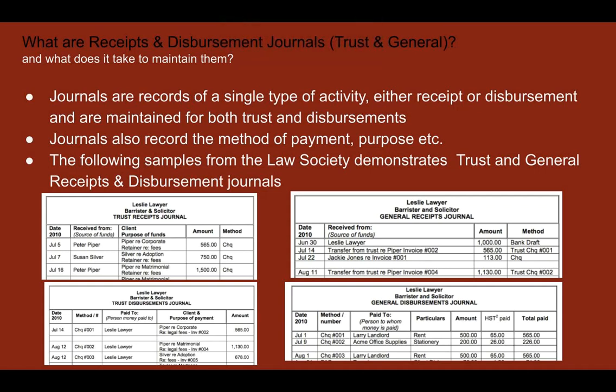If it's client's trust receipt, it shows you only money received into trust. If it's client's general receipt, it shows you only money received into general. Likewise, client's trust disbursement shows you money gone out of the trust account. It could either be for trust transfer or, most likely, for disbursement purposes. And the general disbursement journal is mostly either your office expenses or your client disbursements. These are mostly the two that are seen in the general disbursement journal.